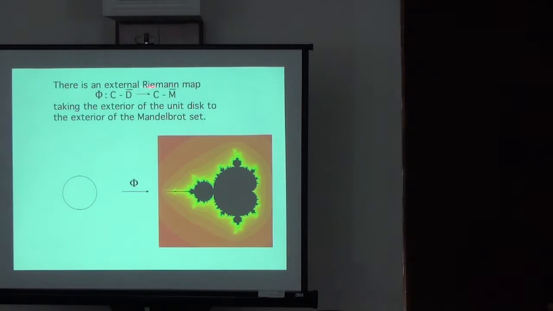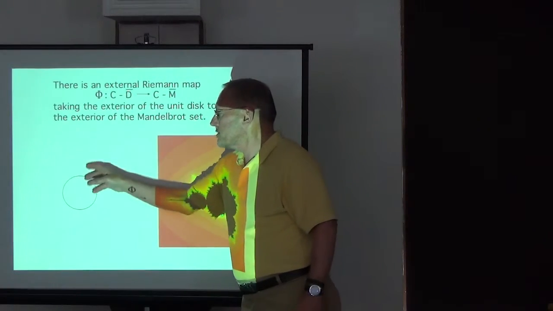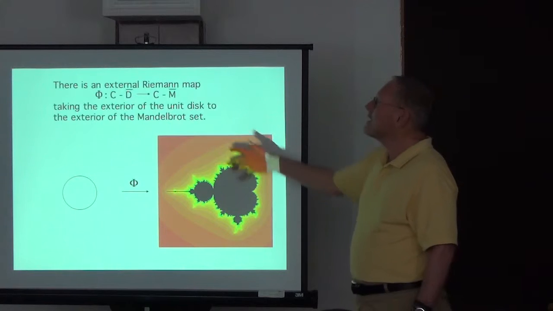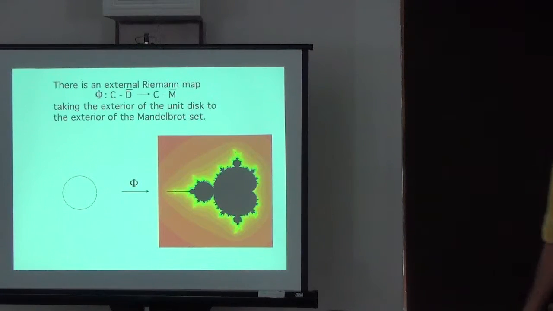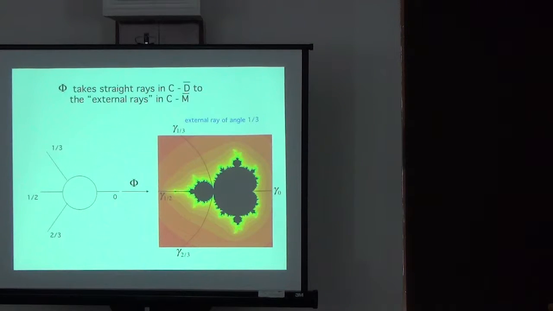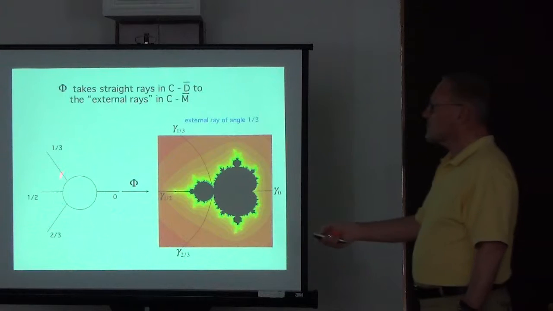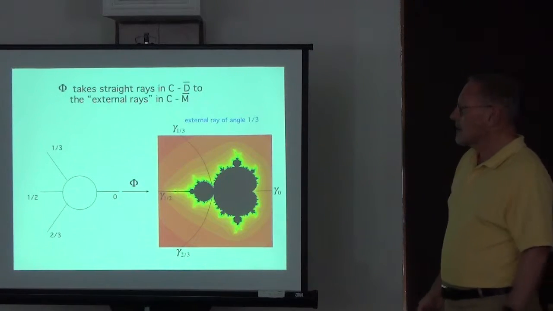It turns out there's what we call an external Riemann map that takes the exterior of the closed unit disk, this region up here, to the exterior of the Mandelbrot set. And we can write down explicitly what this very interesting function is. What it does is it takes these straight rays to certain curves that sometimes limit on the Mandelbrot set.